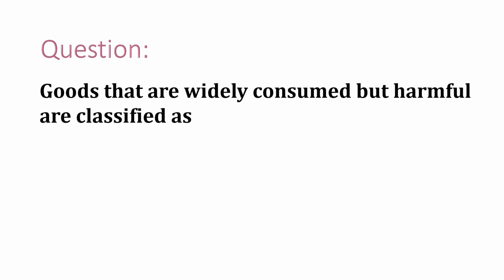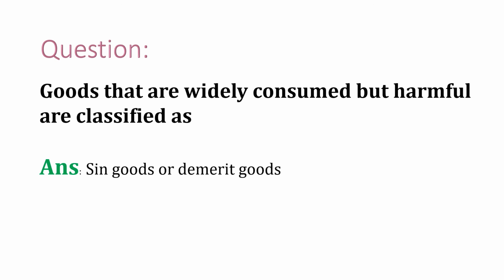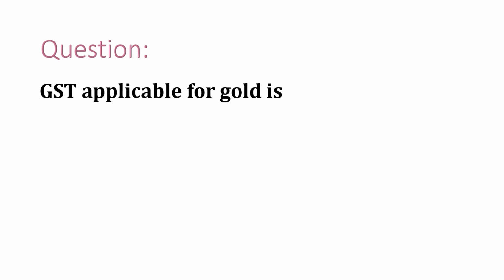Next question. Goods that are widely consumed but harmful, for example, tobacco, are classified as what? They are classified as sin goods or demerit goods. GST applicable for gold is how much? This is a deviation for the normal GST slab rate. The answer is 3%.